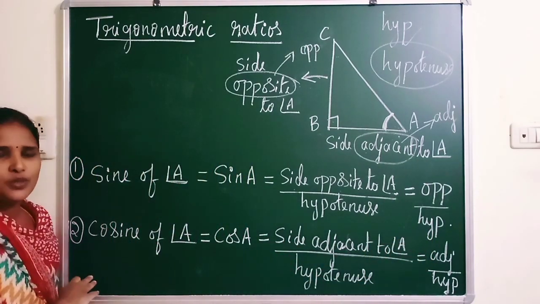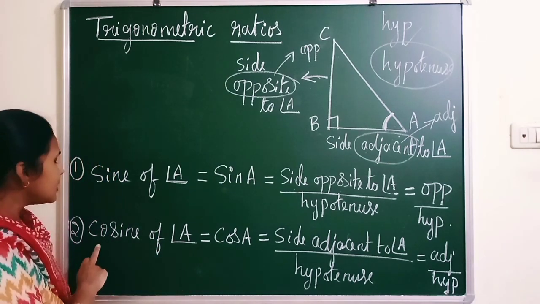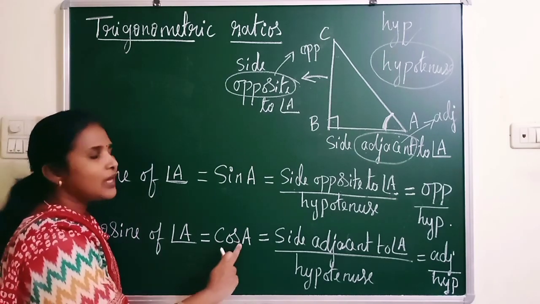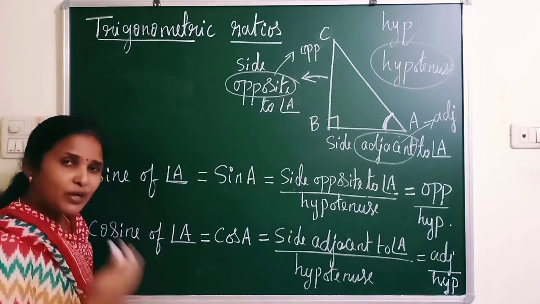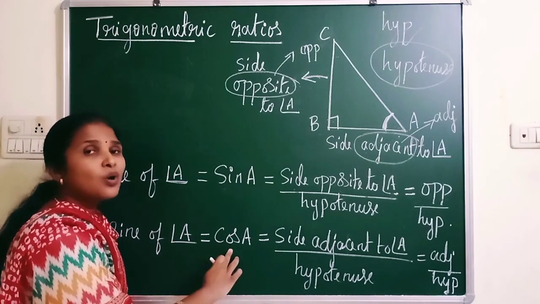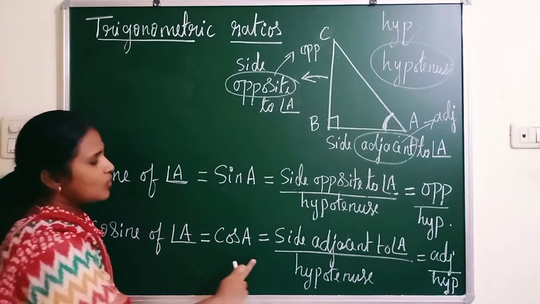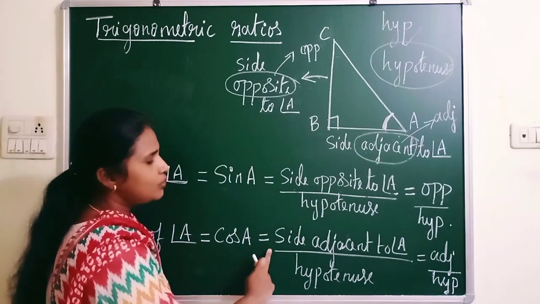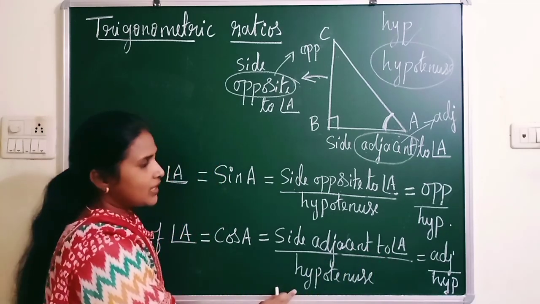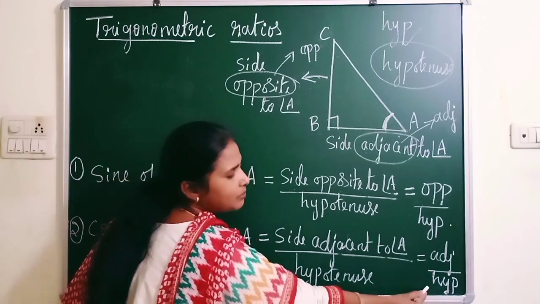The next trigonometric ratio is cosine. Cosine of angle A. What is the spelling? COSINE. Cosine of angle A. But in short, we write COS A. How will you pronounce this? Instead of pronouncing cosine, we pronounce it as cos A. So this is sine A and this is cos A. What is the relationship here? Cos A is equal to the side adjacent to angle A divided by the hypotenuse. In short you can write adjacent divided by hypotenuse.